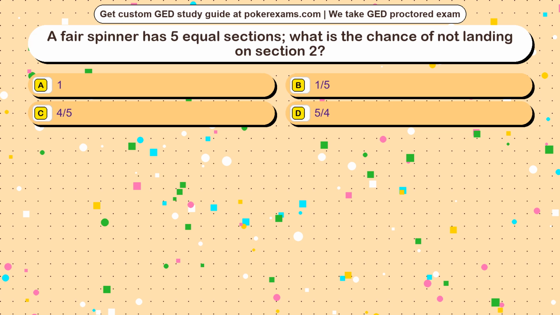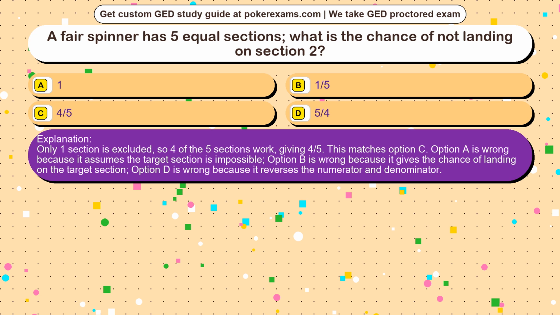The correct answer is option. Only one section is excluded, so 4 of the 5 sections work, giving 4/5. This matches option C. Option A is wrong because it assumes the target section is impossible. Option B is wrong because it gives the chance of landing on the target section. Option D is wrong because it reverses the numerator and denominator.